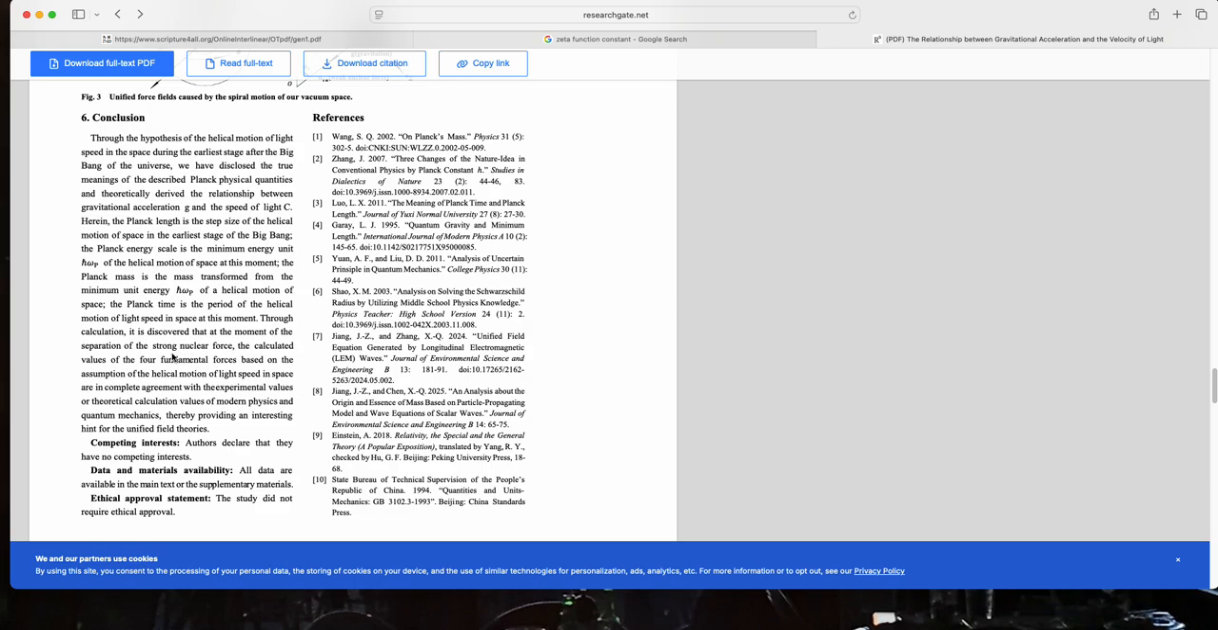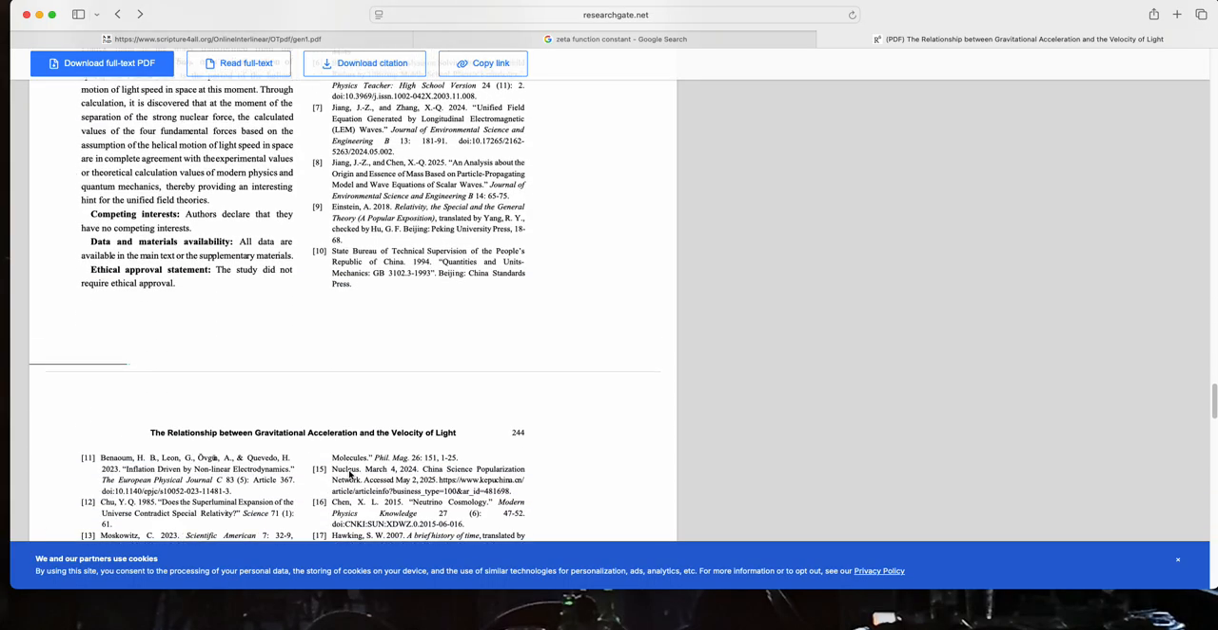Through calculation, it is discovered that at the moment of the separation of the strong nuclear force, the calculated values of the four fundamental forces based on the assumption of the helical motion of light speed in space are in complete agreement with the experimental values or theoretical calculation values of modern physics and quantum mechanics, thereby providing an interesting hint for the unified field theories. And these are all going to be your references to what went into their study here. So obviously a lot of work.